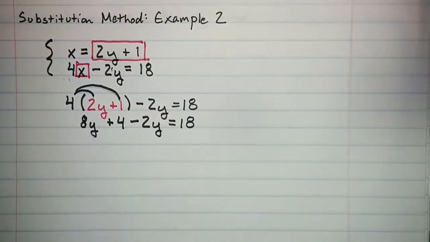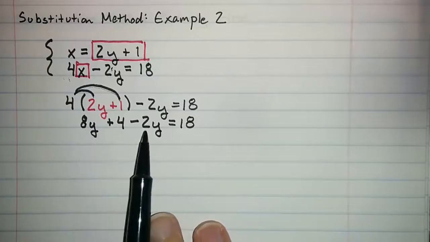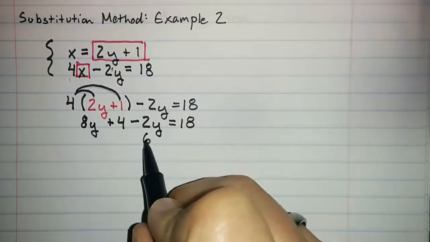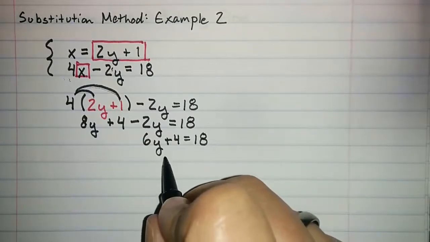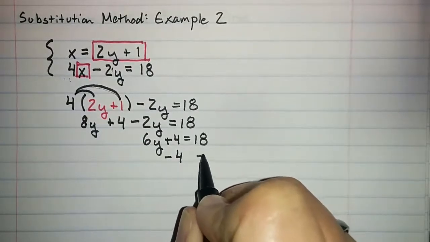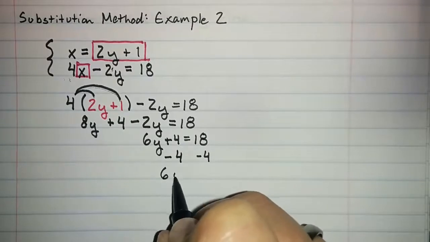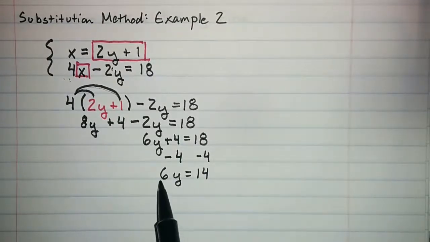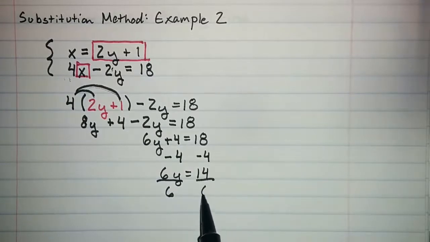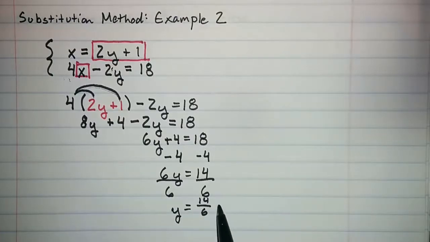Let's simplify this a little bit, combine like terms. 8y minus 2y is 6y. Now we need to get rid of this 4. 6y equals 14. Divide both sides by 6. We'll get y equals 14/6. We might simplify that as 7/3.